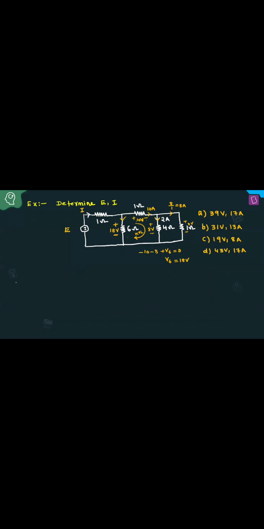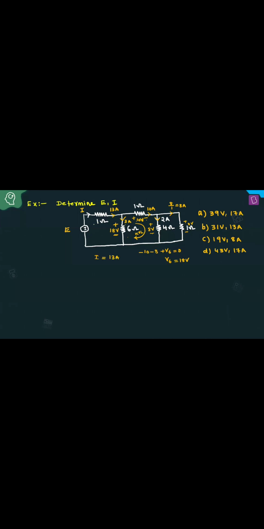Now what is the current here? If it is 18 volts, what is the current here? 18 by 6, 3 amperes. This is 3 amperes, this is 10 amperes. Then what about this current? It's 13 amperes. Very good. This is 13 amperes. That is the current I. I equal to 13 amperes.